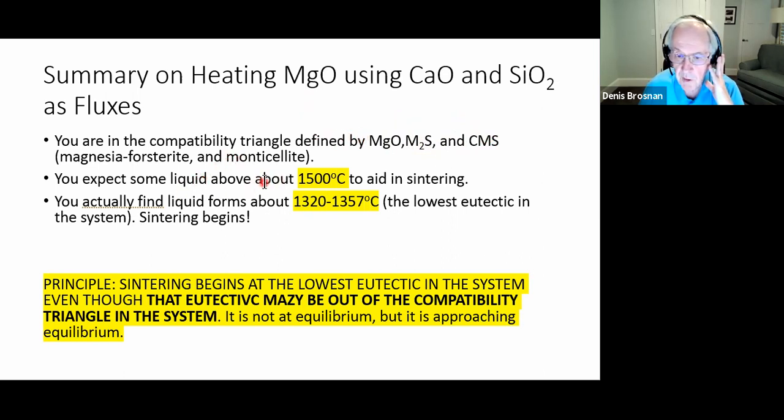And we would expect liquids above about 1500, the melting point of monticellite in sintering, but we actually get them at a lower temperature. And there's a reaction path from where the first liquids form. And as MgO dissolves in those liquids, the composition of the liquid changes and the liquid can actually disappear or be, as some people call it, reabsorbed. Sintering begins. So you're outside the compatibility triangle.